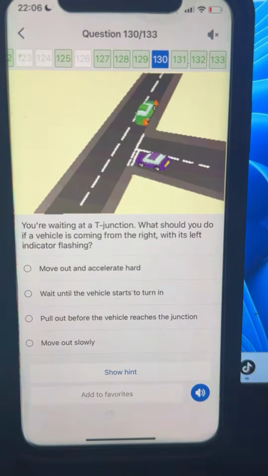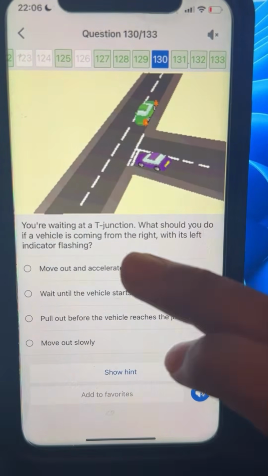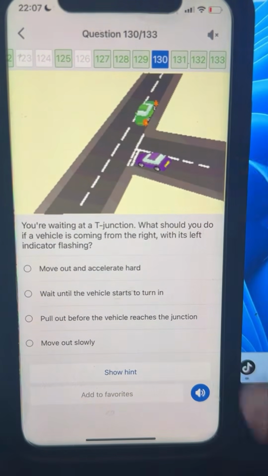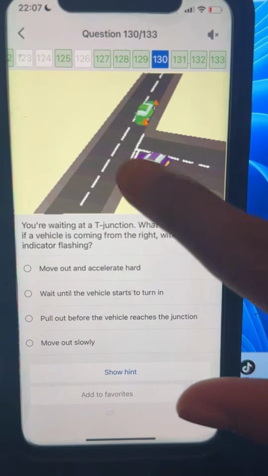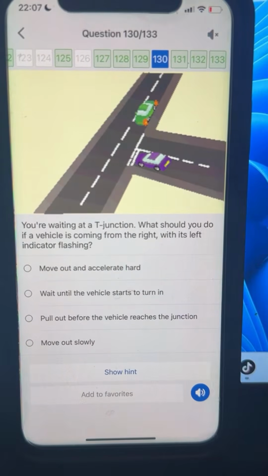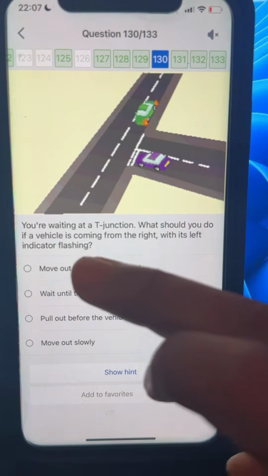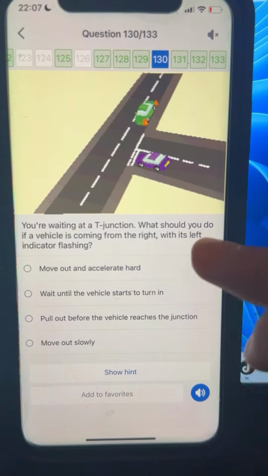Yeah? No, you are waiting at the T-junction. This is what we call a T-junction because it does look like the letter T, yeah? You are in the purple car and you're joining, yeah? Okay. What should you do if a vehicle is coming from the right with its left indicator?